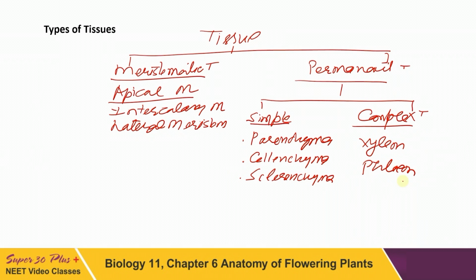That is about permanent tissue. One more division is there for meristematic tissue. One is primary meristematic tissue, and the other is secondary meristematic tissue. So dear children, you have to see the detail of this now.